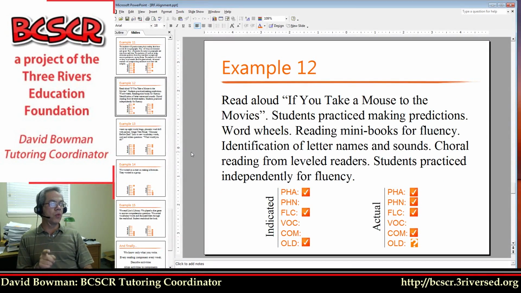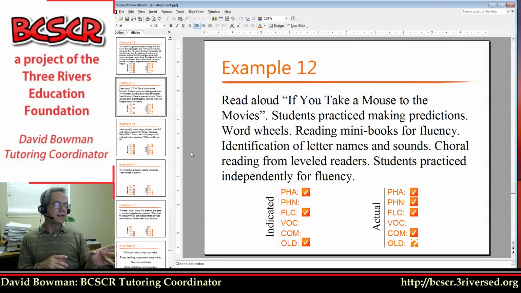Example 12. Read aloud if you take a mouse to the movies. Students practice making predictions, word wheels, reading mini books for fluency, identification of letter names and sounds, choral reading from leveled readers. Students practiced independently for fluency. What the tutor indicates is that phonemic awareness was addressed, and we see that letter names and sounds. That fluency is addressed. We've got that choral reading going on, and oral language is being addressed.